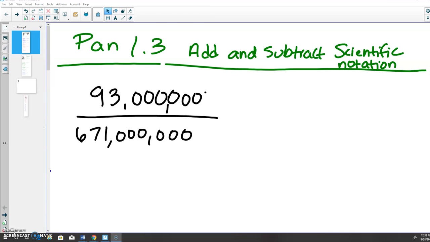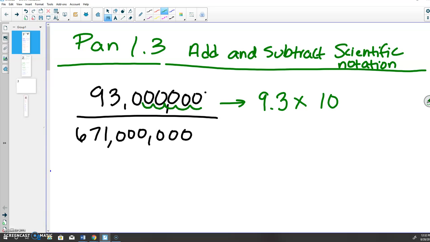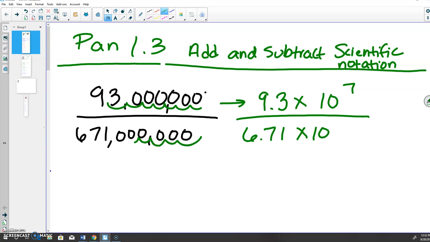So scientists could write this in scientific notation. They could say 9.3 times 10 to the 7th divided by 6.71 times 10 to the 8th. And they could solve it like this.